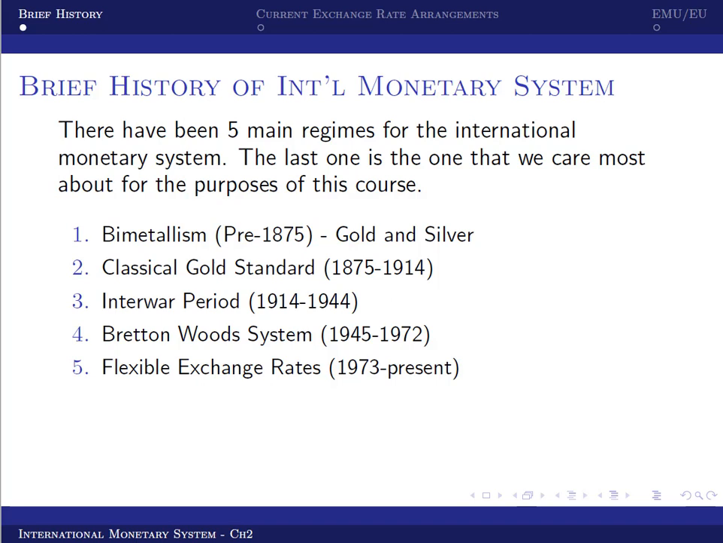There have been basically 5 main regimes. We're going to just very quickly go through these. The book talks about them in more detail. I'm not necessarily interested in this. I won't be asking any questions on this, so let's just move very quickly through there.